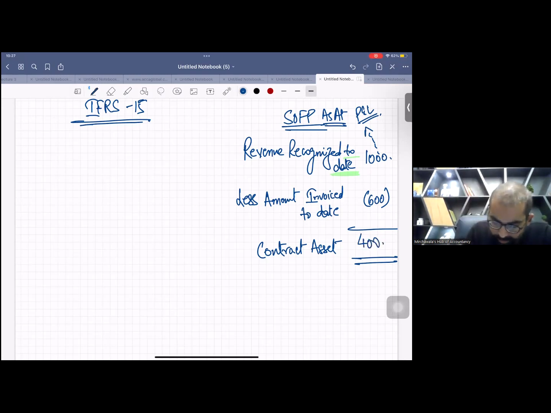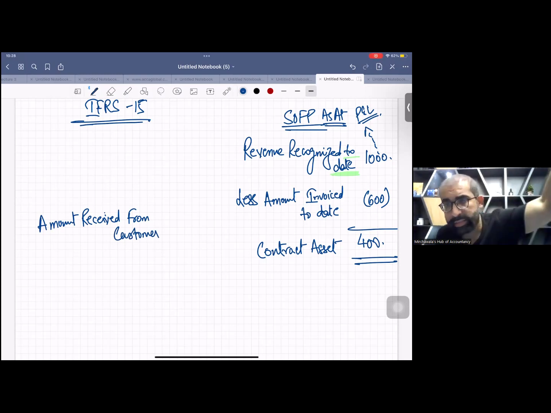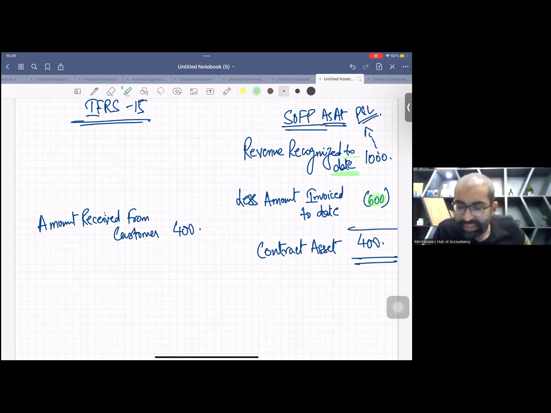But now it is written that amount received from customer is only 400. Whatever I'm teaching you right now, I have already taught this in my LMS. Now, what is this? Just use your brain. You sent an invoice to your customer for 600, but the customer only paid you 400. Why didn't the customer pay you in full? Because there is one thing in the construction industry called retention receivable.